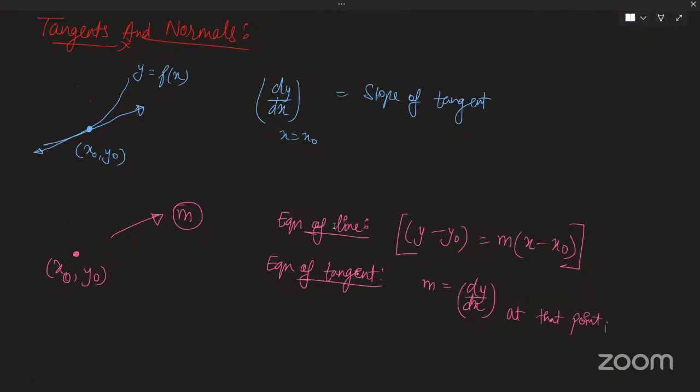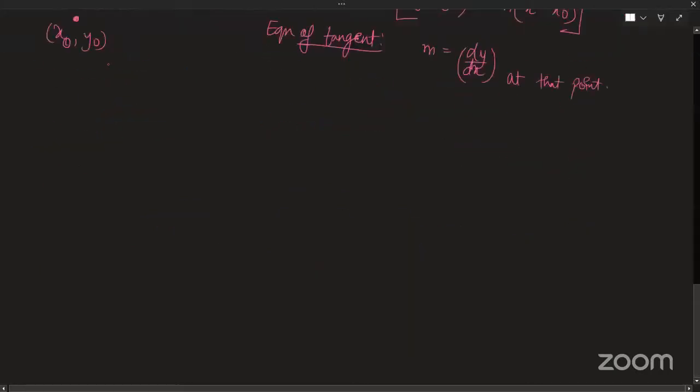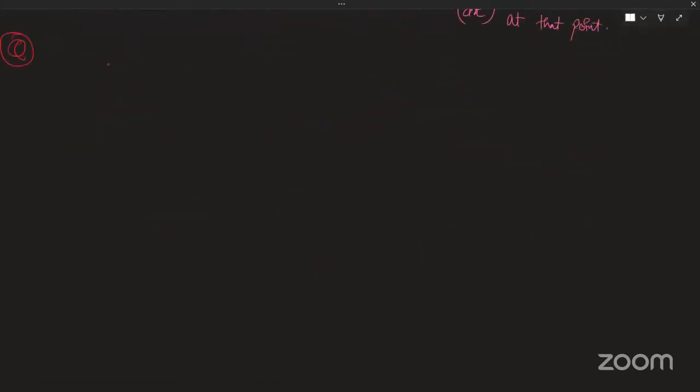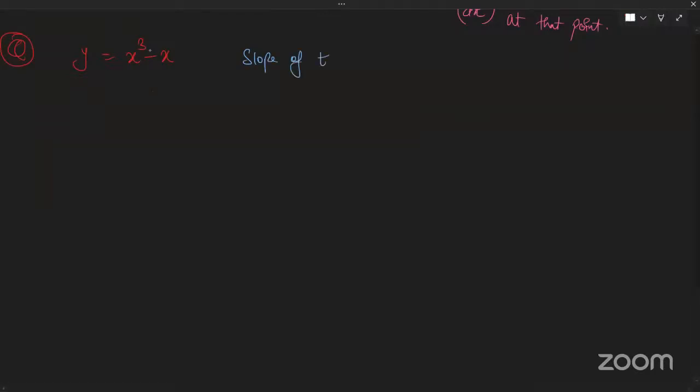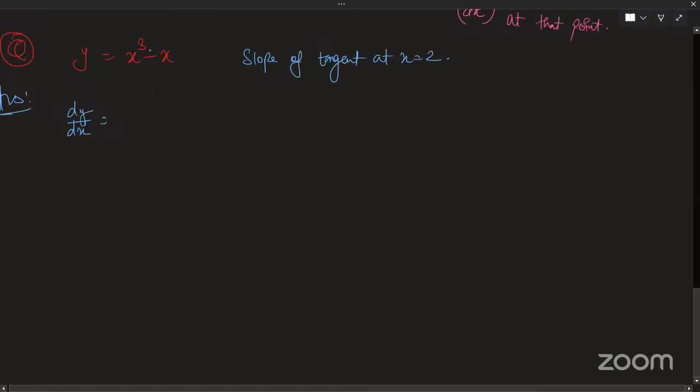So, let us just directly try a question related to this. You have been given a curve y is equal to x cube minus x. It is asking you what is the slope of tangent at x is equal to 2. So can you calculate its dy by dx? Can you tell me what will be the value of dy by dx? 3x square minus 1. Okay.